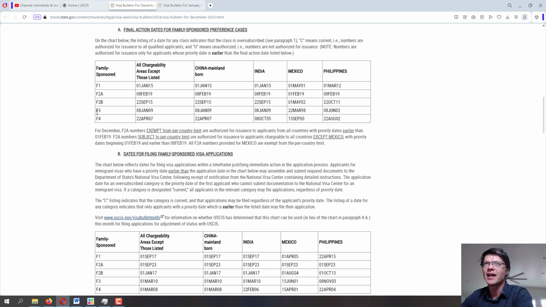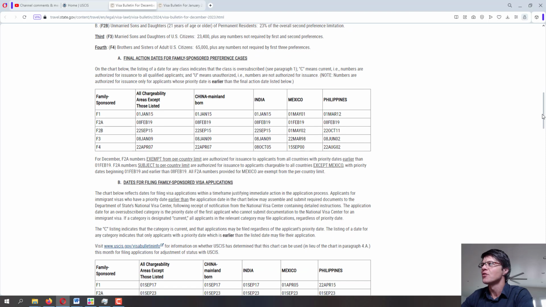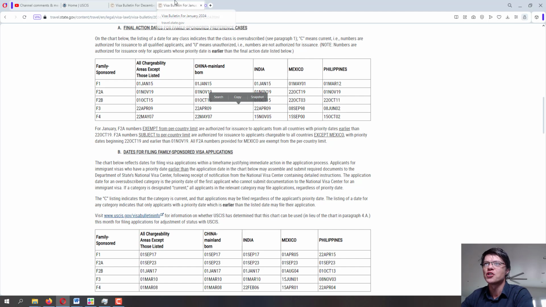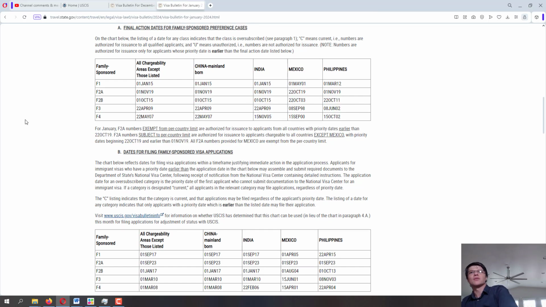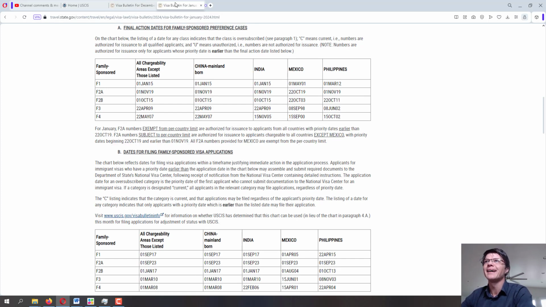All right, let's move on to the F3 now, which is married sons and daughters of US citizens. So F3 for December, it was showing January 09, January 09, January 09, March 98, and June 02. So let's take a look for all chargeability. Looks like there is some movement from January to April. So that's about, April is four months, and January is 1st month. So about 3 months movement for all chargeability, 3 months movement ahead for China. Same positive movement of 3 months for India.